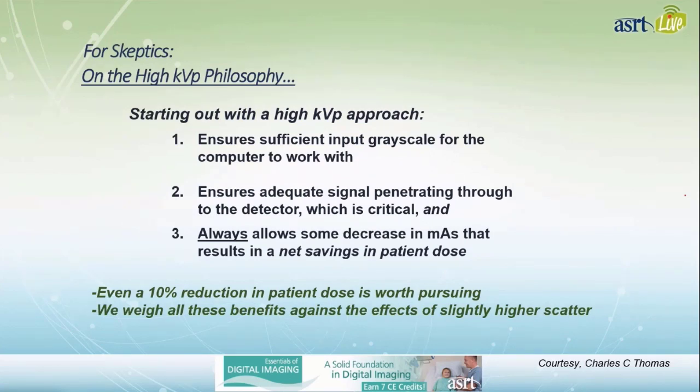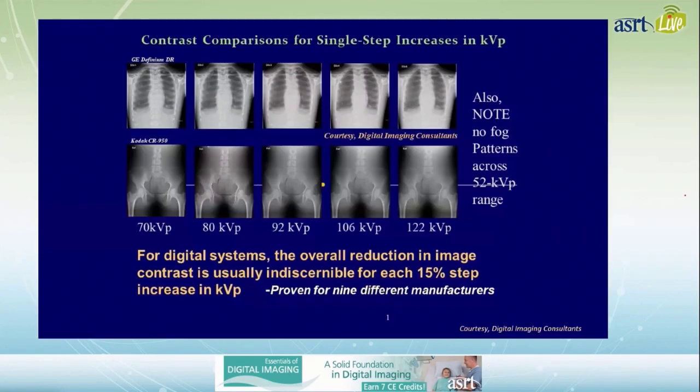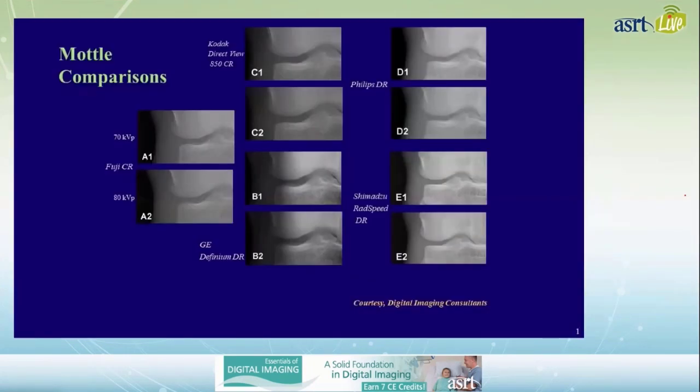High kVp, as you know, can help us to reduce patient dose, and I want to emphasize this concept, as I've only got about 5 minutes left. The study we did that I mentioned earlier, where we studied over 200 images, here are some of the results. The conclusion we came to is that for digital systems, the overall reduction in image contrast is usually indiscernible for a single 15% step increase. In other words, you pick any 2 of these adjacent and go from one to the next one, and we believe that was proven for 9 different manufacturers.